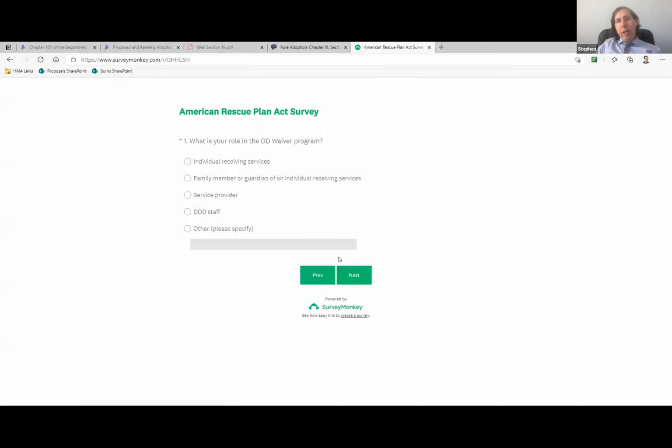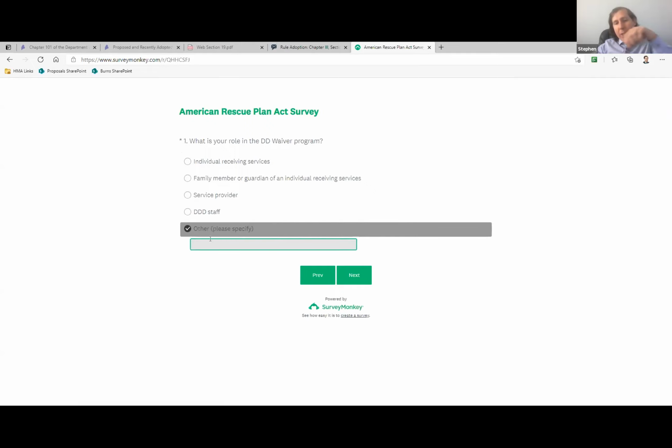I'm going to walk through it. It really only consists of 4 questions. The first is asking for the respondent's role in the DD waiver program. So we're looking for feedback from all of these groups: individuals receiving services, a family member or guardian of someone who receives services, service providers, staff within DDD, and then other folks who could be advocates or other interested parties. If you do select this other category, we're asking you to tell us what your role is within the system.